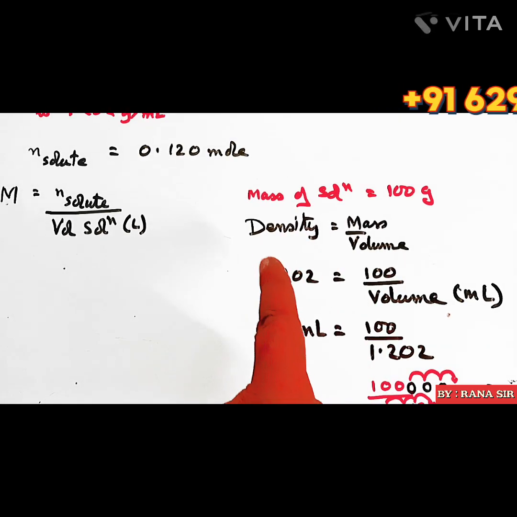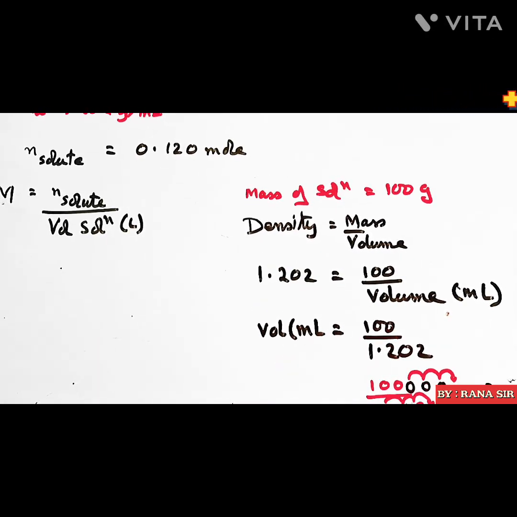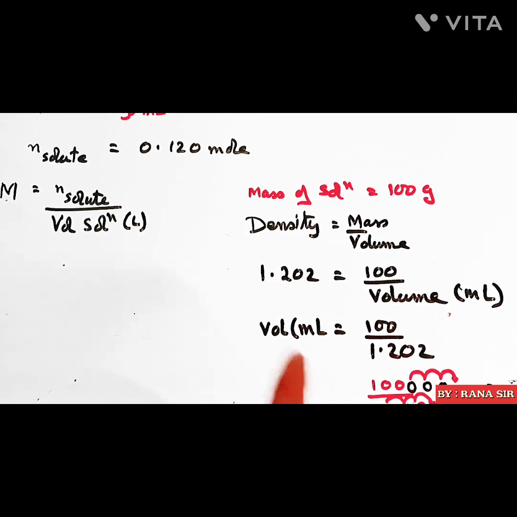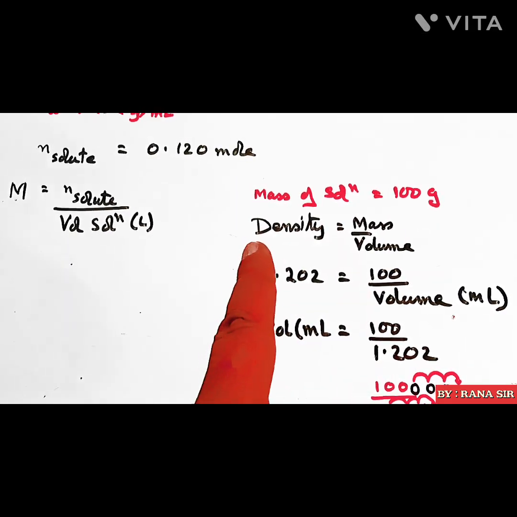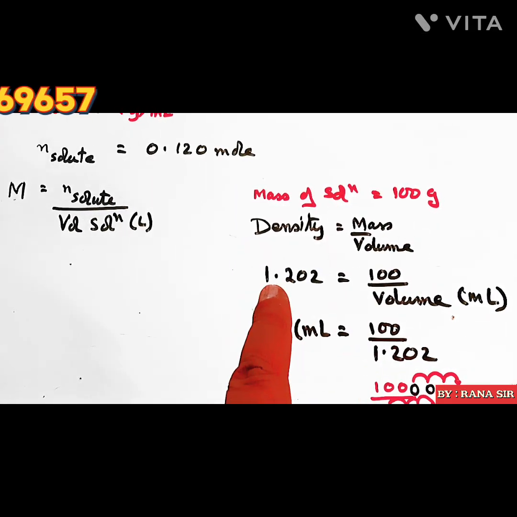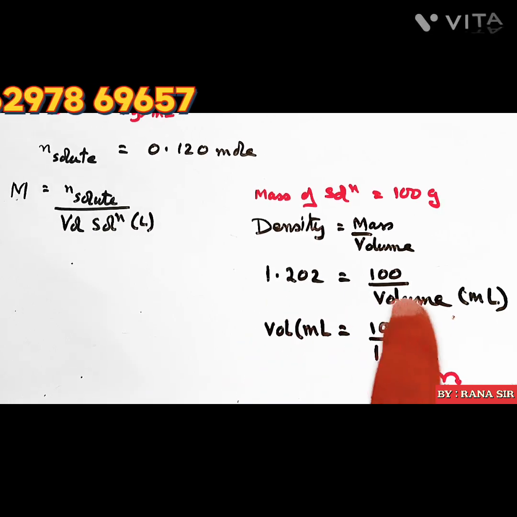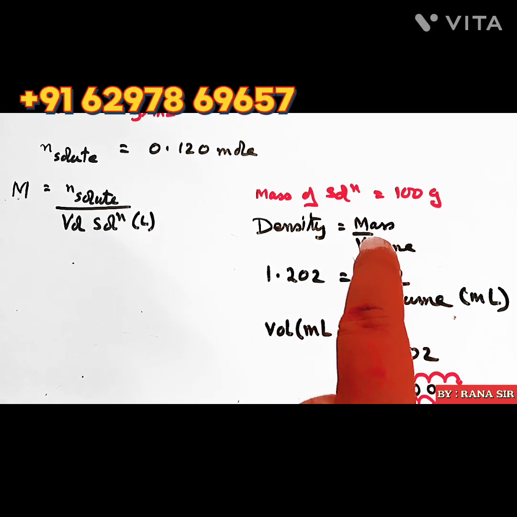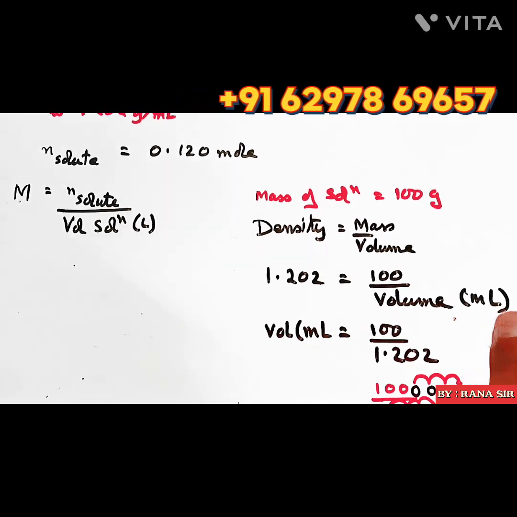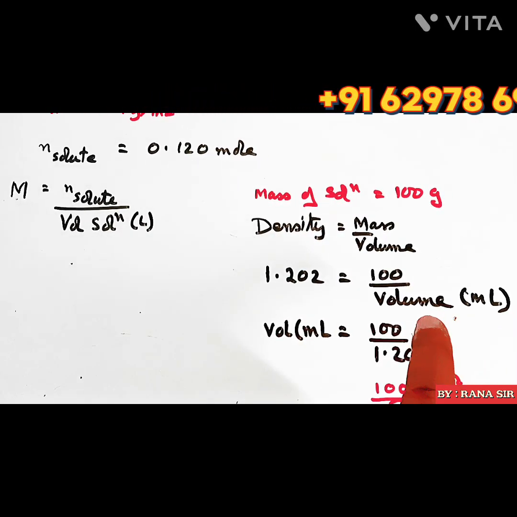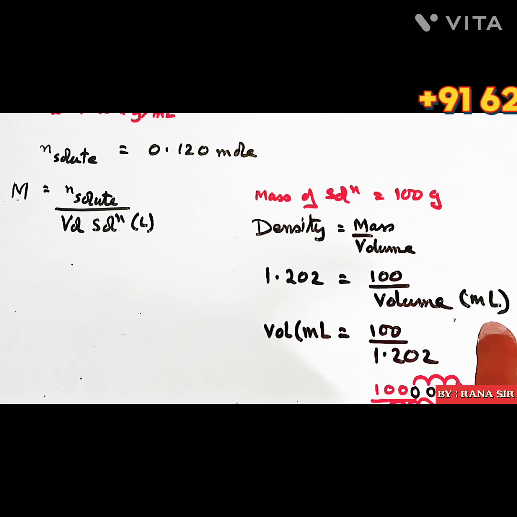And from the question, the density has been given. What is density? 1.202. Density is mass by volume. So density equals mass by volume, and density has been given as 1.202. Mass of the solution has been given as 100 gram. So we need to find the volume. But caution, volume is in milliliter.